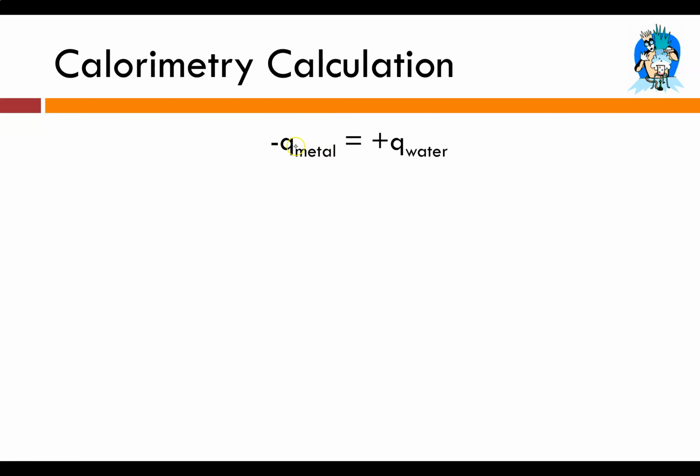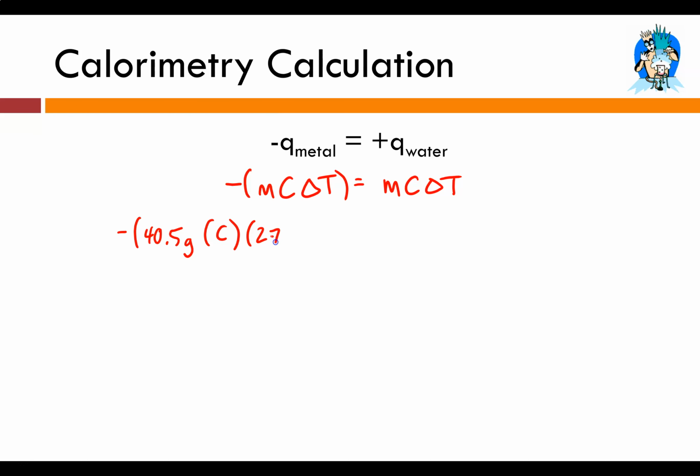I know that the metal decreases in temperature, so I've got the negative Q, and the water increases in temperature, so we'll have a positive Q. So I have negative MC delta T for the metal, and positive MC delta T for the water. Let's start plugging in what we know. I need a lot of room. So the mass of the metal was 40.5 grams. I'm solving for C. My final temperature was 27.7 degrees Celsius, and my initial temperature was 100.0 degrees Celsius.